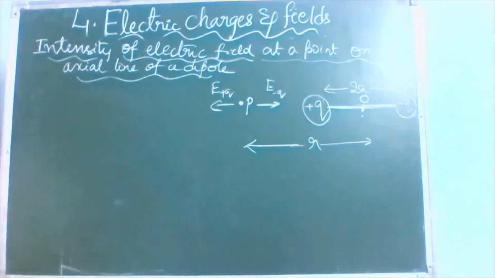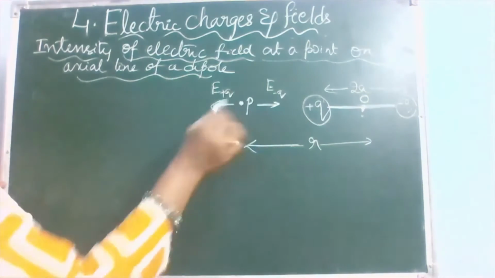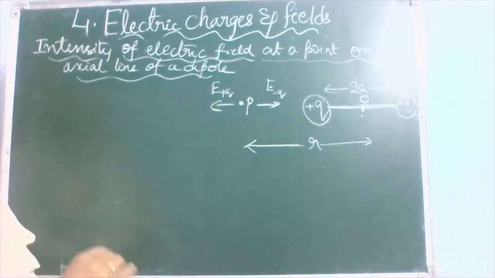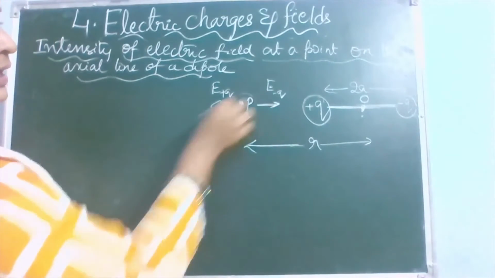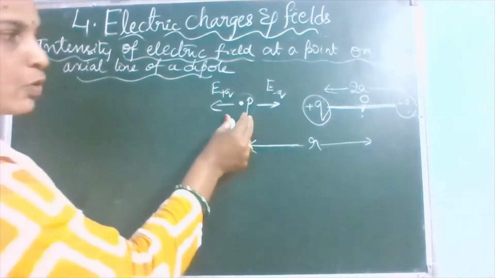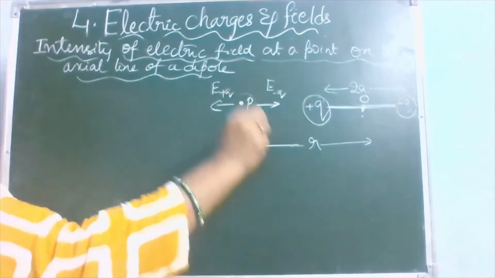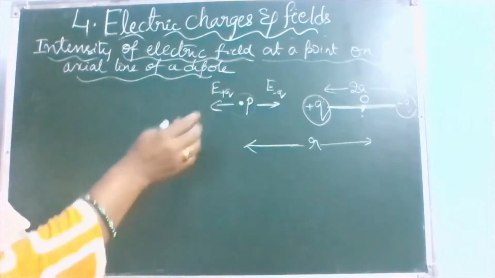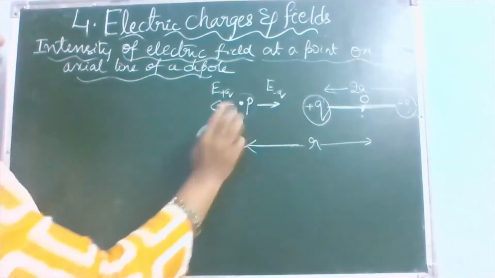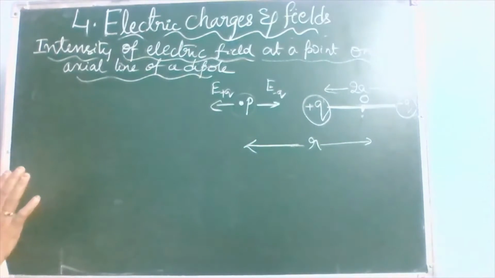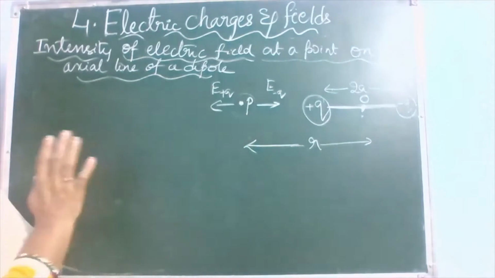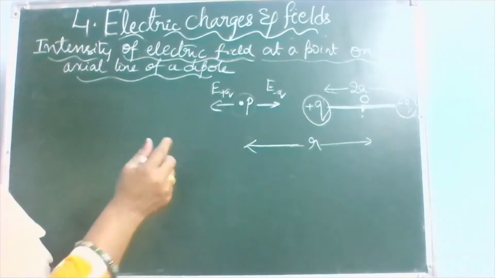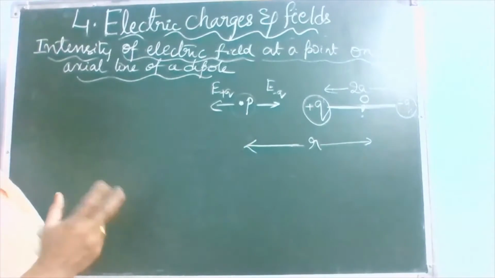The intensity of the electric field at a point on the axial line. That means, suppose a point we have taken here like this. Then at this point, how much is the intensity of the electric field on the axial line of that dipole? So at this point we have to calculate the electric field intensity. So now the distance we have to consider from this point.